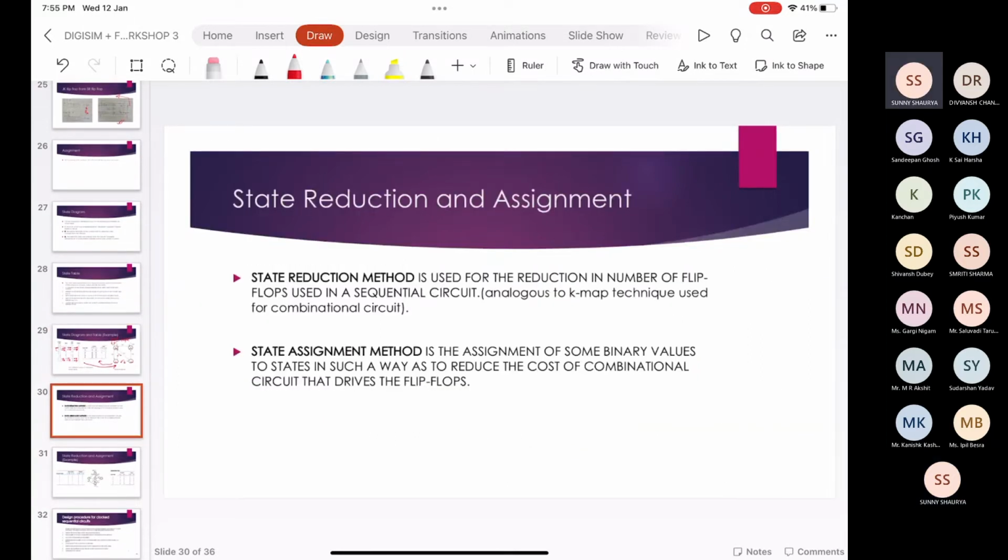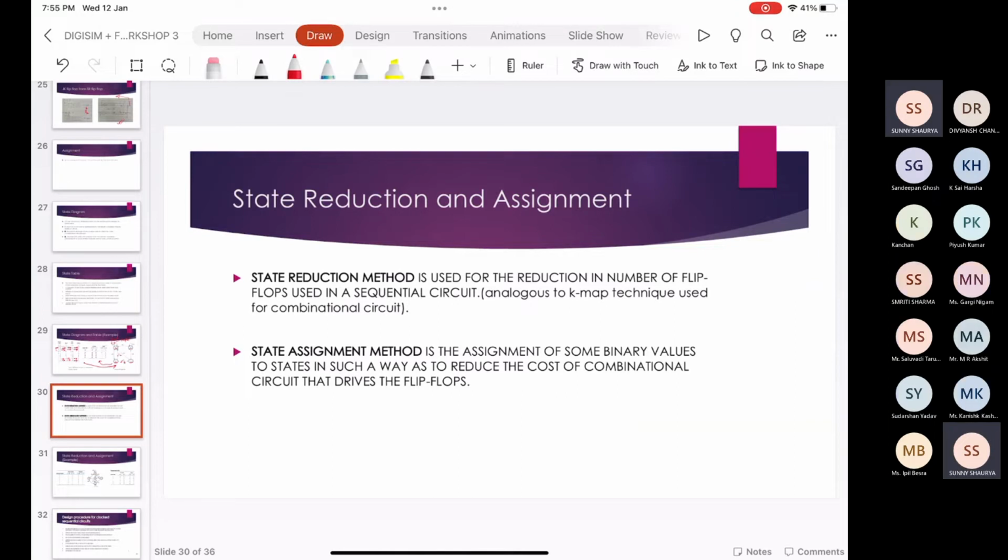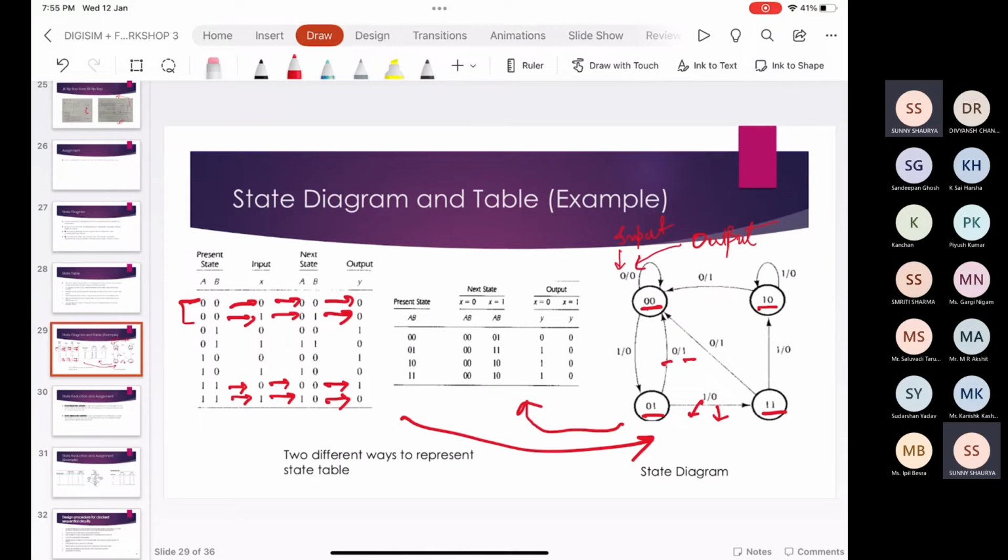Now we are going to talk about state reduction and assignment. State reduction method is used for reduction in number of flip-flops used in sequential circuit. State assignment method is assignment of some binary values to states in such a way to reduce the cost of combinational circuit that drives the flip-flop. One thing I might like to add, as the states are mentioned by two binary numbers, then the number of flip-flops required to implement such a circuit will be 2.